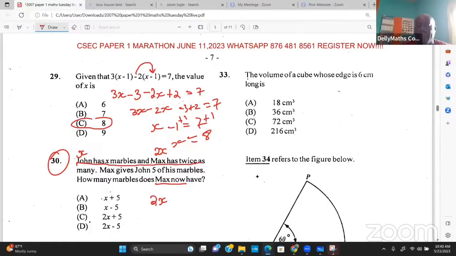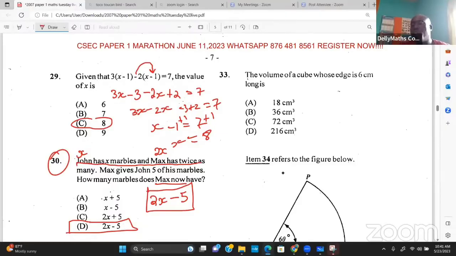Then now, he said that Max gave away. When you give away, you're subtracting. So this is where the question stops. So it is 2x, and he gave away 5 from it. So if you see that, definitely the answer is here. All right, so 2x would take 5 from that, and that's what Max would have now. 33.